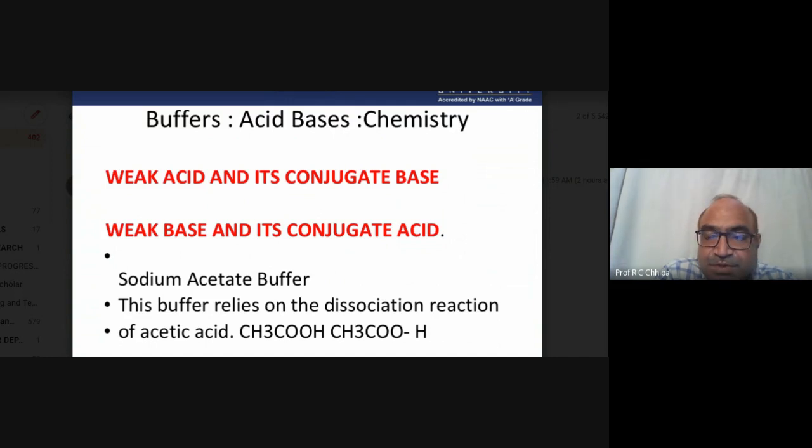concept. According to the Bronsted-Lowry theory, when an acid and a base react, they will give the respective base and respective acid. So that is the conjugation between the acid and base. Here the conjugation is between acetic acid and acetate, so a weak acid. This is the concept behind the acid-base buffer. The sodium acetate buffer relies on the dissociation reaction of acetic acid. So therefore this is the acetic acid.